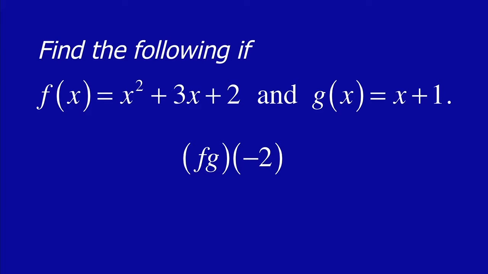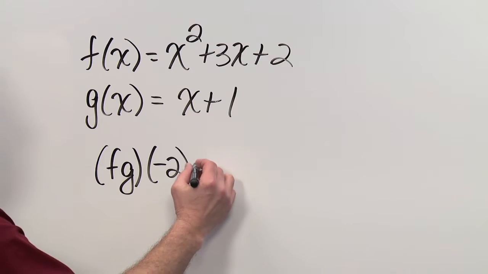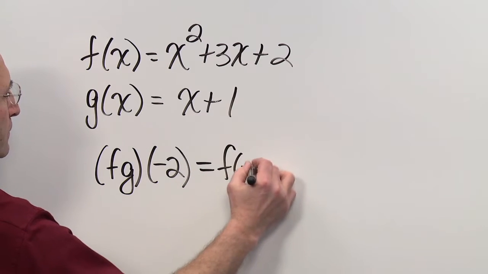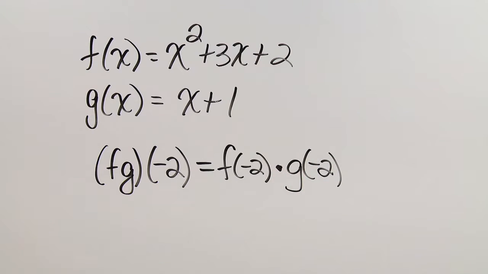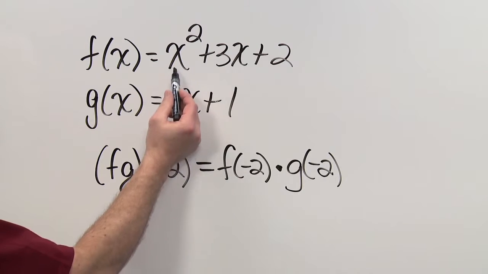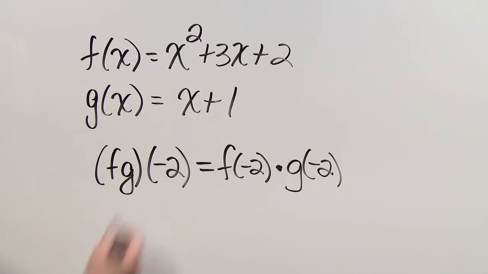Find the following: if f of x equals x squared plus 3x plus 2 and g of x equals x plus 1, f times g of negative 2. We begin by writing f times g of negative 2 being equal to f of negative 2 times g of negative 2. And that means substituting in the value negative 2 in place of x here for f and negative 2 for x in g of x.